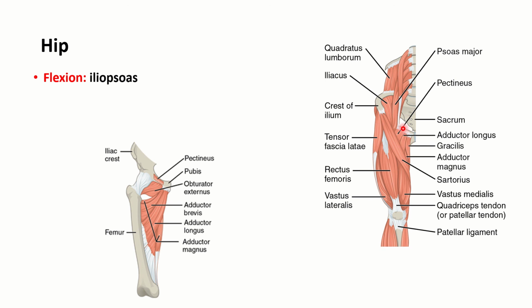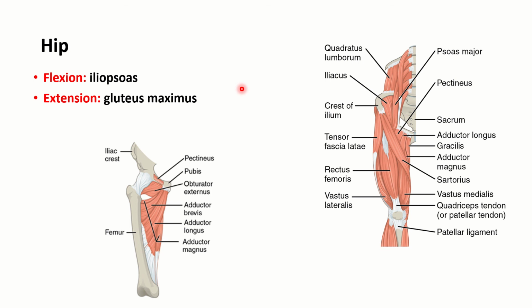And there are two muscles. One is iliacus, the other one is psoas major, and combined together they are called iliopsoas. So that can cause flexion of the hip. There are some other muscles that can also cause flexion of the hip, like sartorius. Extension of the hip is gluteus maximus. I don't have an image for that.